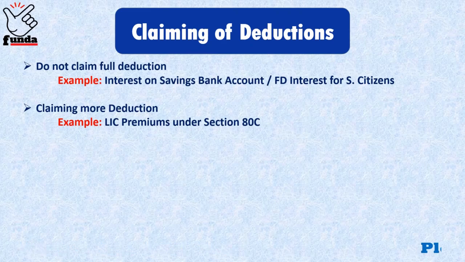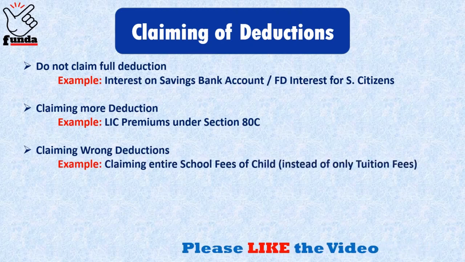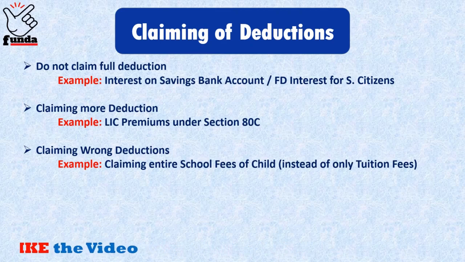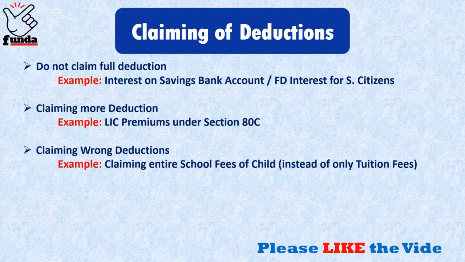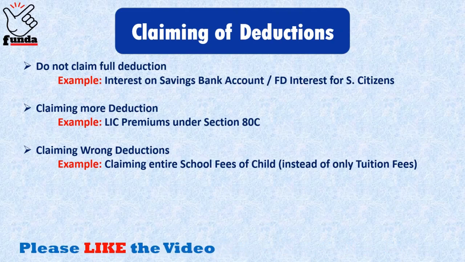Another common mistake is claiming wrong deductions. For example, expenses made towards payment of school fees of a child are available and limited only to the extent of tuition fees payable. This does not include any amount paid towards annual fees or fees paid towards transport charges. But people claim the full amount paid to the school, which is wrong, and one must correct this.